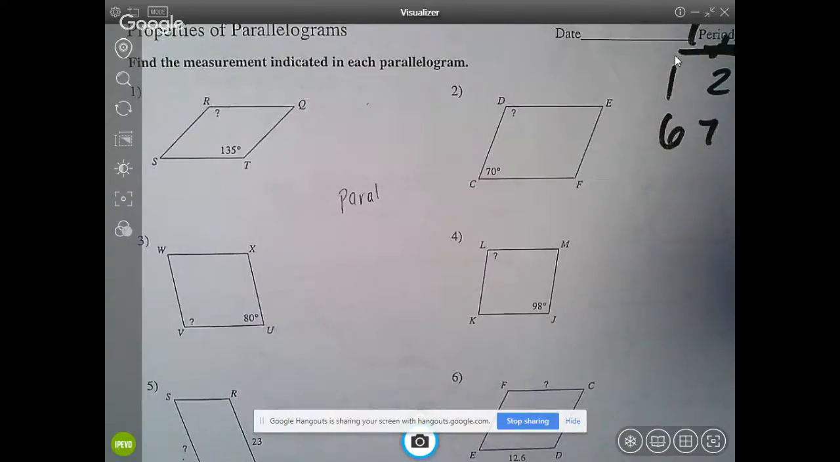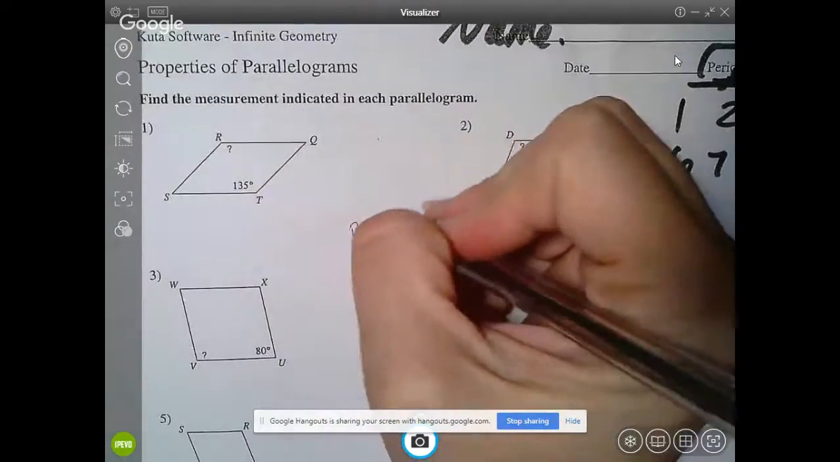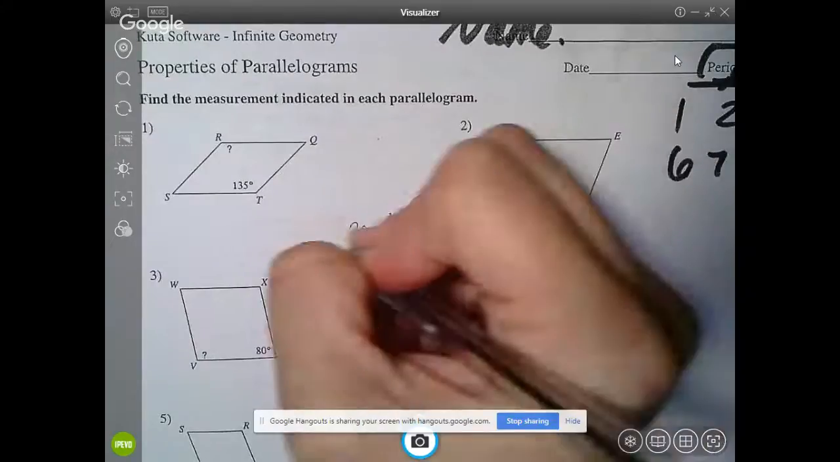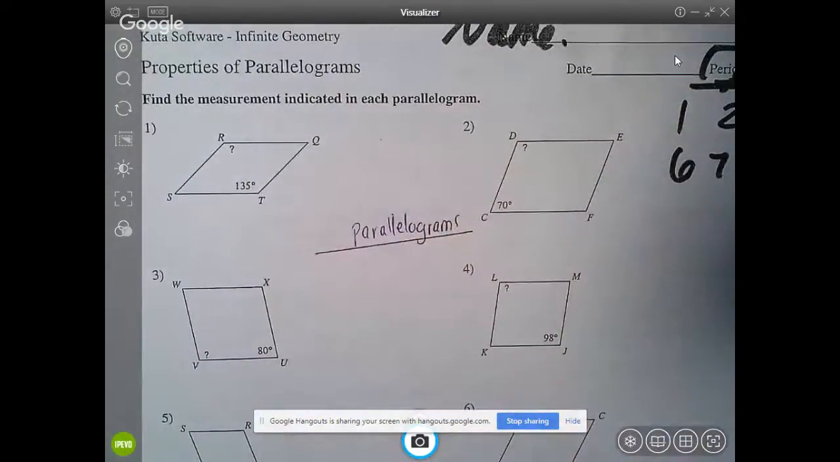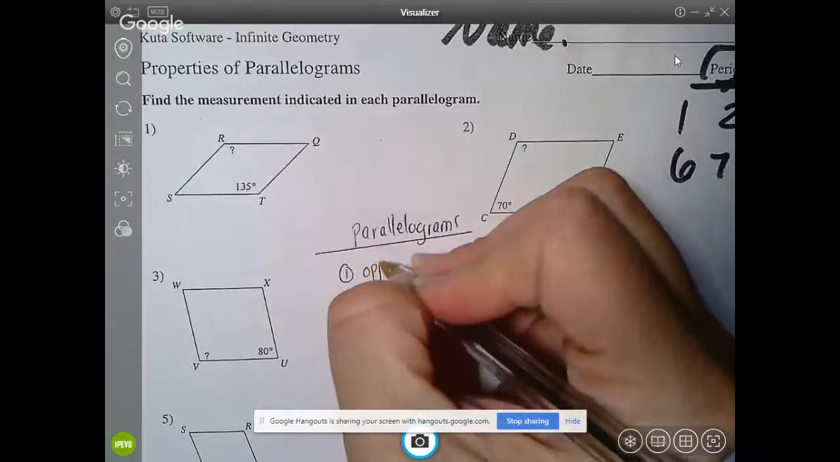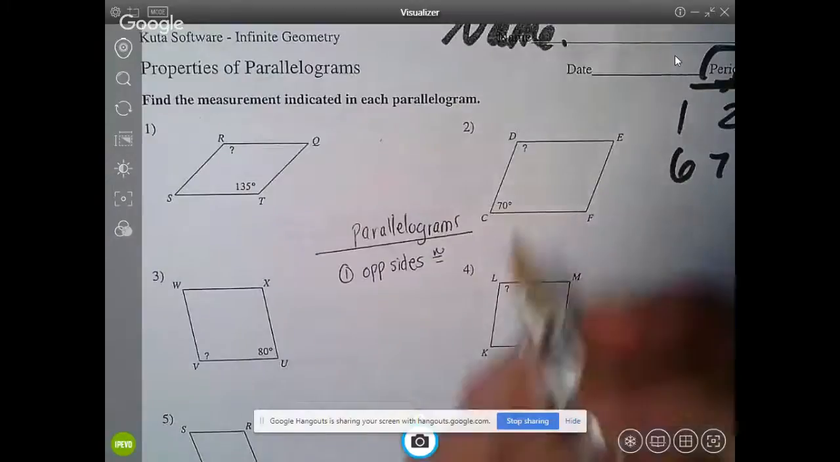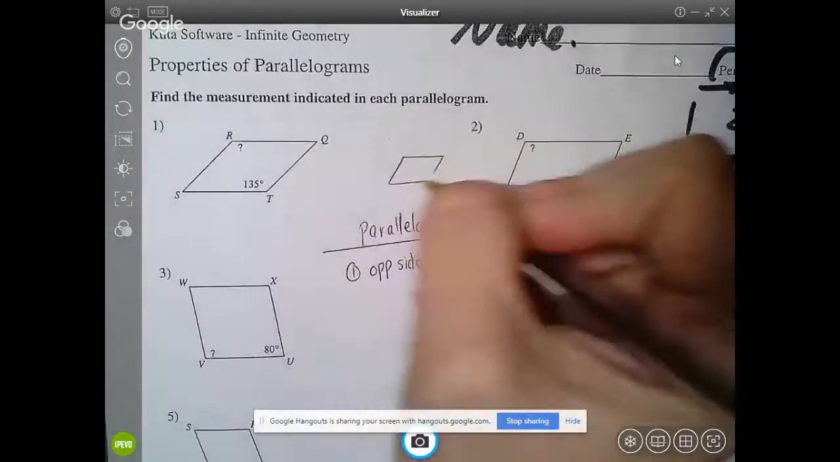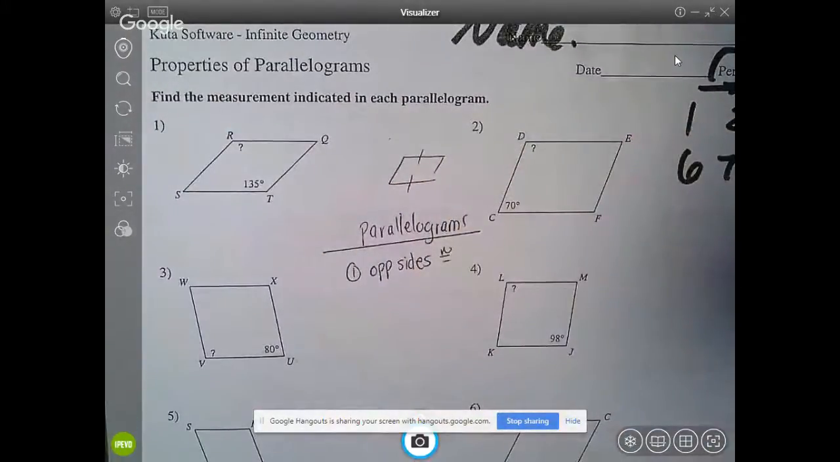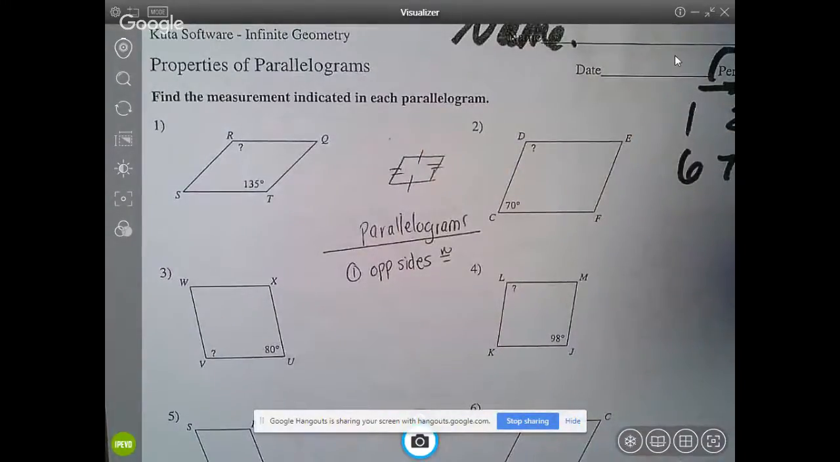Please don't talk. Okay, so we're on properties of parallelograms. First, let's take some parallelogram notes. We know a couple of things about parallelograms. Technically, we know 5 things. The first thing that we know is the opposite sides are congruent. So if you have a parallelogram, this side and this side are equal, and the 2 shorter sides are equal. That's true for every parallelogram.